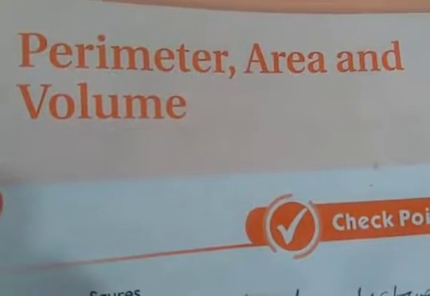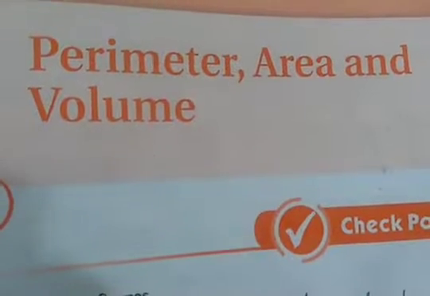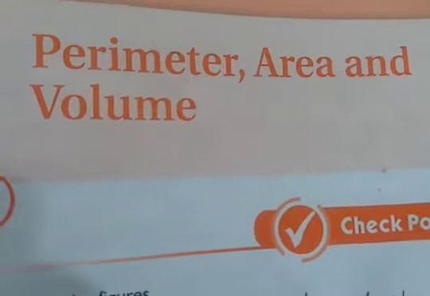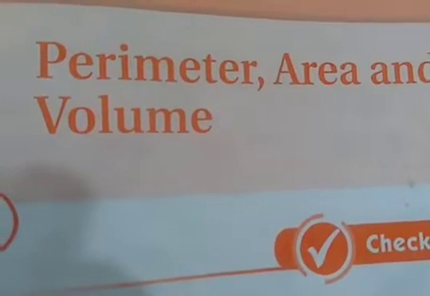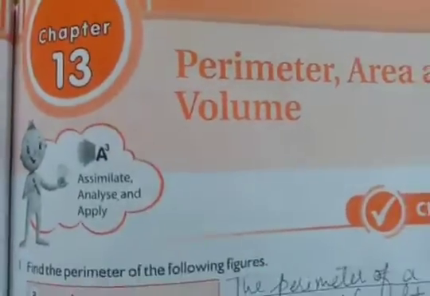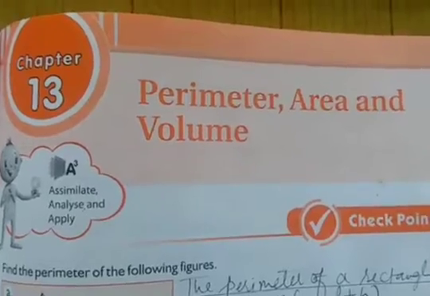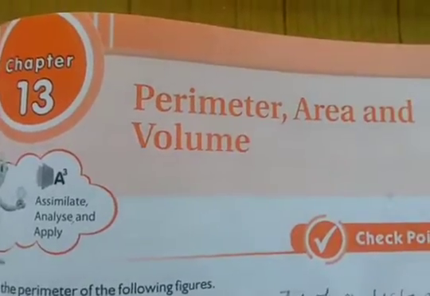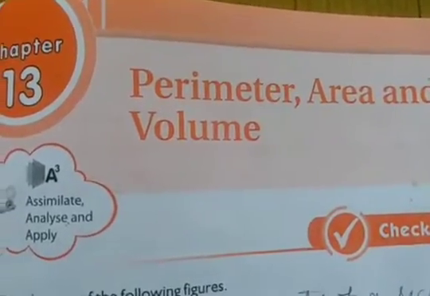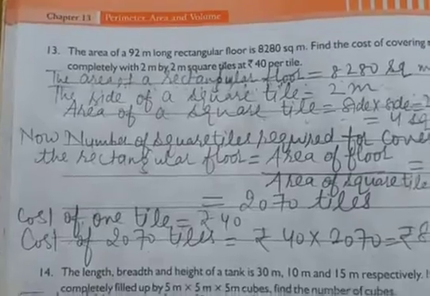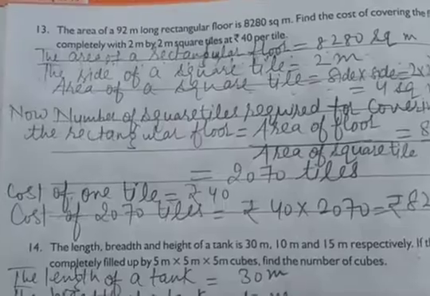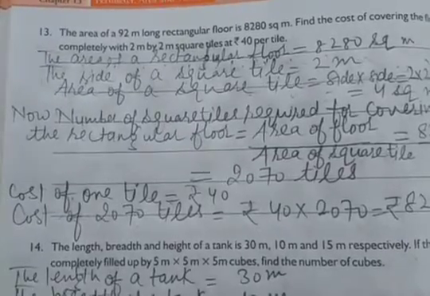Today I am going to teach you some word problems based on perimeter, area and volume of your book, My Observations, chapter number 13. Chapter number 13, perimeter, area and volume. Some of the problems based on area and volume. So let's try question number 13 of chapter number 13, My Observation, Maths.